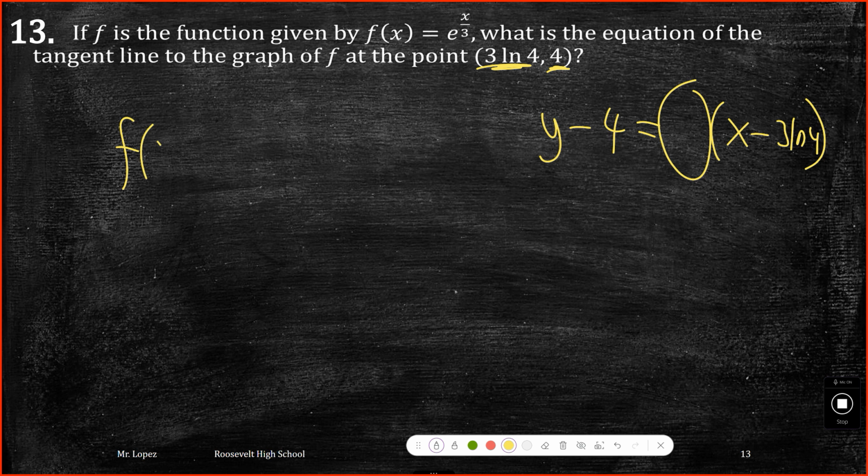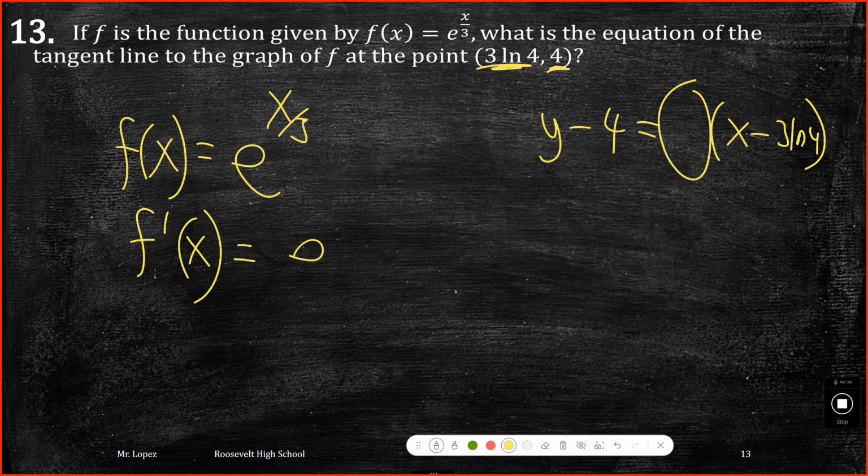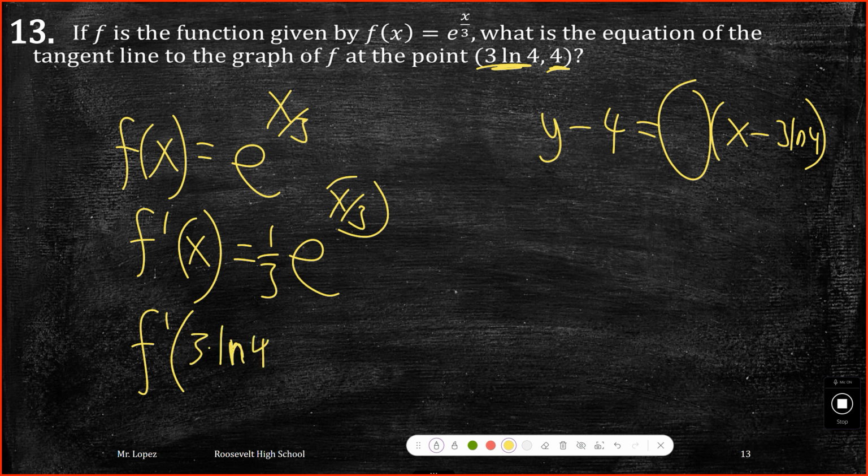Let's get the function. F of x is equal to e to the x over 3. We take the derivative and evaluate it at that point. F prime of x is equal to e to the x over 3, then we take the derivative of the exponent, which is 1/3. And now we're going to evaluate it. F prime at 3 ln 4. So we got 1/3 e to the x, where x is 3 times ln 4 over 3.